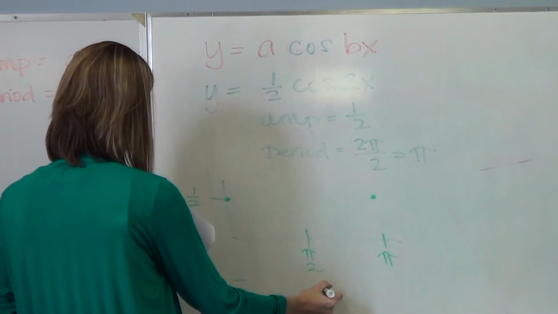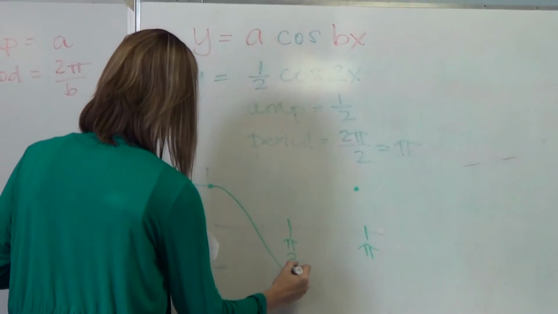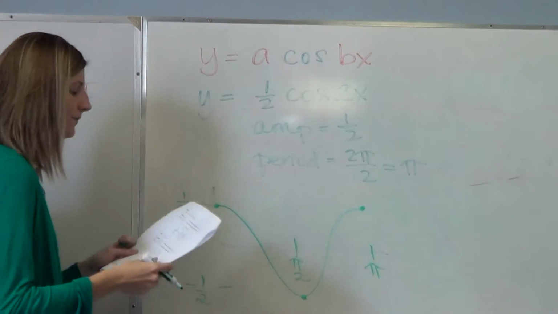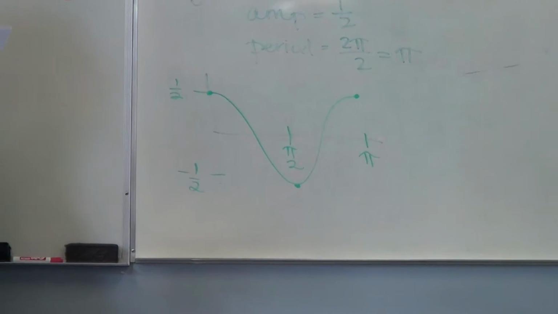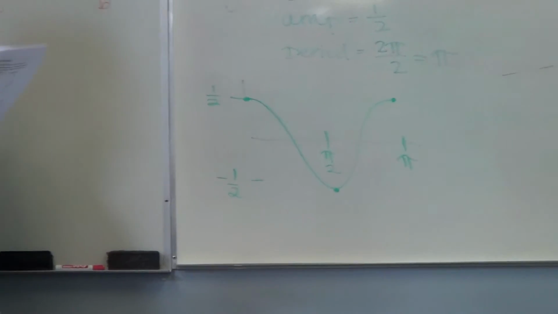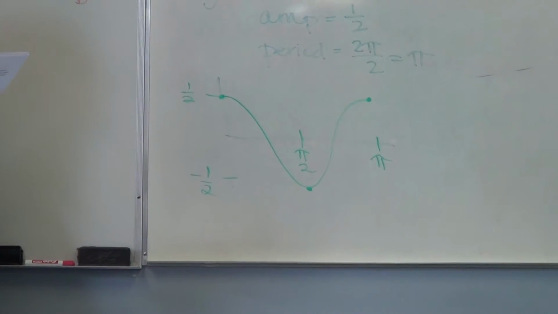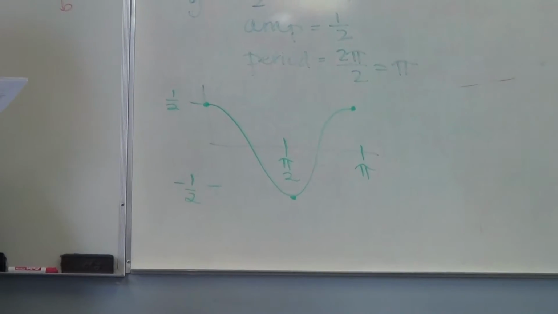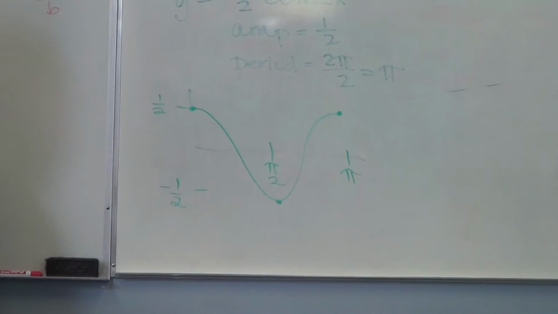So this will go down to negative 1/2 and we'll go right. They show you on their graph, they show you the solid line is the general function and then the dotted line is the one that we're graphing. Okay?